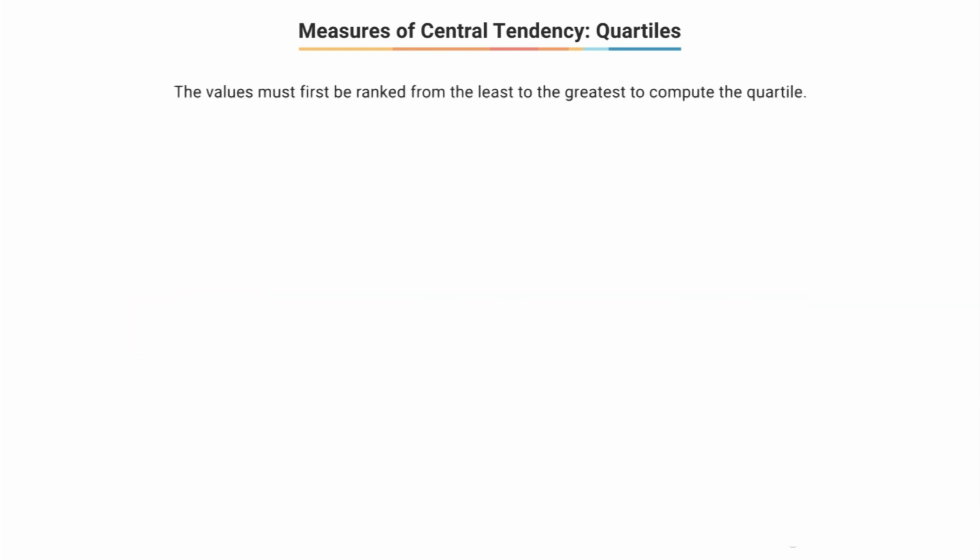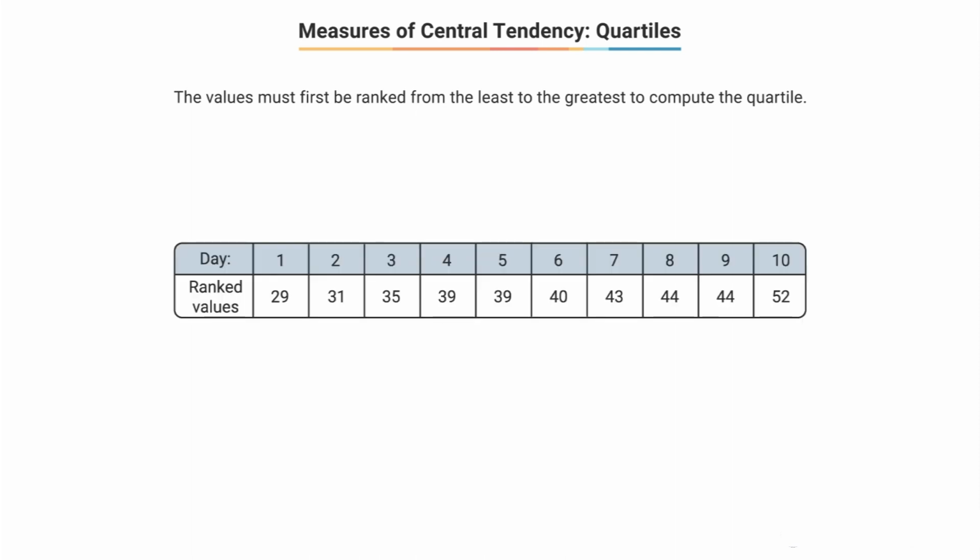The computation of quartiles requires that the values have first been ranked from the smallest to the largest. For example, to calculate the quartiles for the sample of 10 observations of get ready times, first rank the data from smallest to largest. The rules for calculating the quartiles from this data set of ranked values are discussed here.